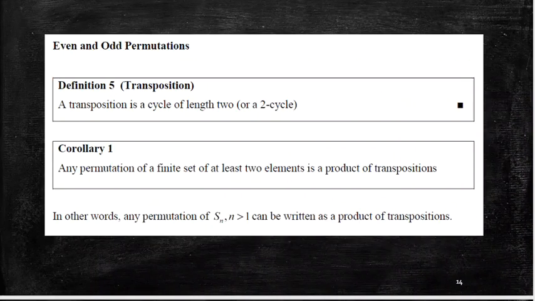Next, we proceed with even and odd permutations. From the definition, a transposition is a cycle of length 2, or we call it a 2-cycle. From corollary 1, any permutation of a finite set of at least 2 elements is a product of transpositions.